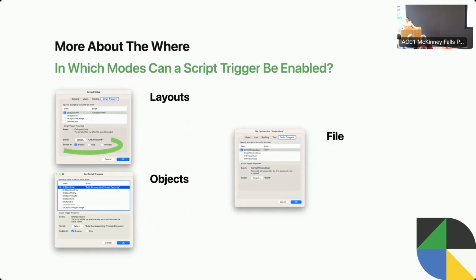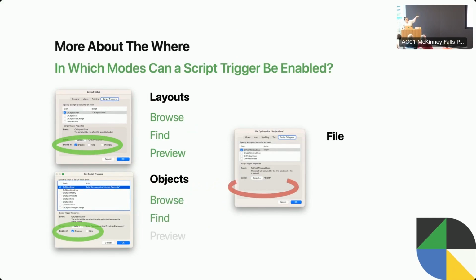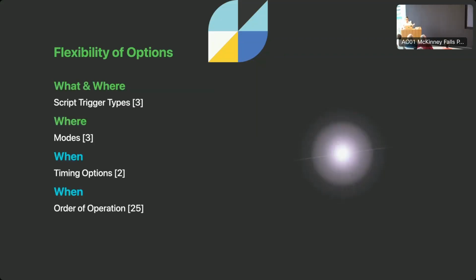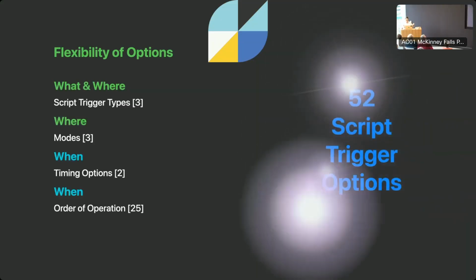And for which modes can you define a script trigger to run? They differ depending on the context. So for layout specific triggers, we can select browse, find, and or preview. For objects, browse and find, but modes don't apply at the file level. Now, incorporating mode-specific behaviors into your scripts increases your options from 25 to 52. So think on that for just a moment.